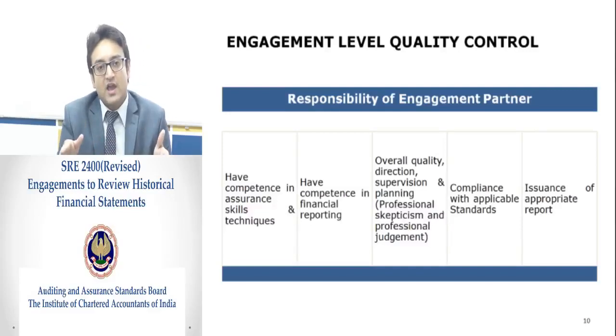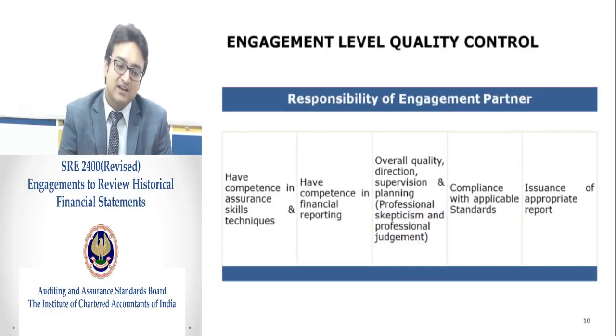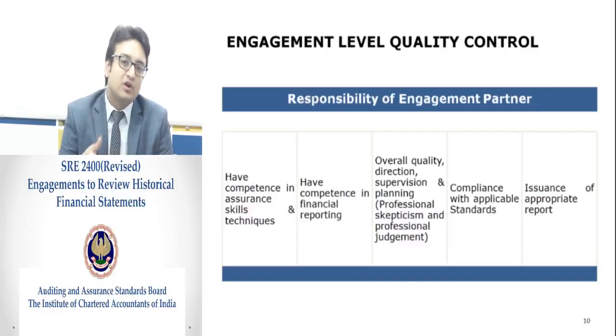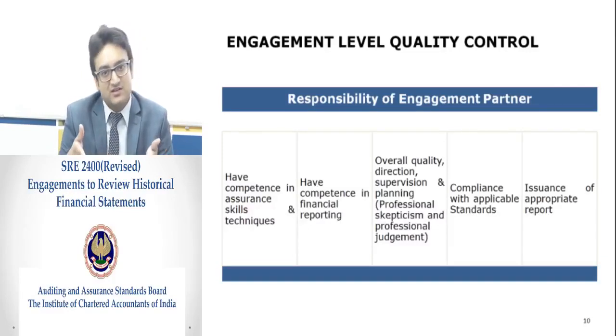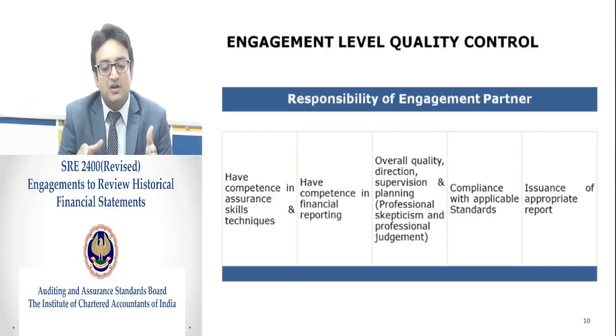So from the engagement partner's responsibility point of view, to maintain the engagement level quality controls, the engagement partner should have competence in assurance skills and techniques and also the financial reporting framework. When we do a review of the financial statements, we'll be reporting on an applicable financial reporting framework. So it's very important for the engagement partner himself first to have competent knowledge of that applicable financial reporting framework.